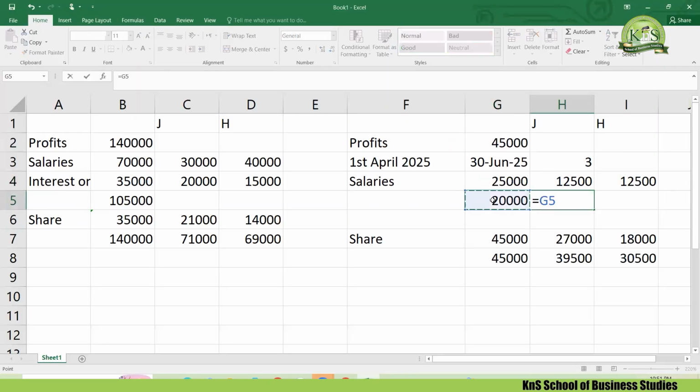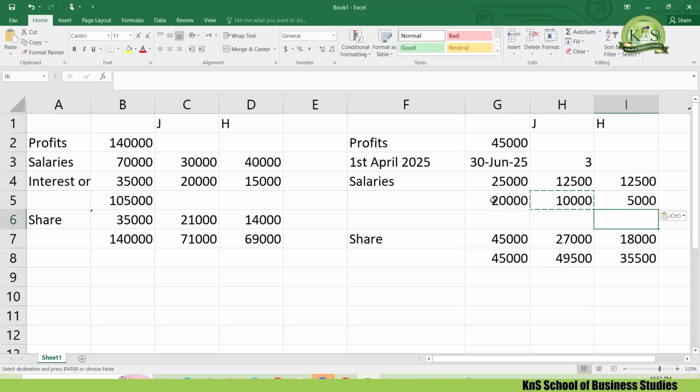So I'm just simply doing it like this, 0.5 and 0.5. 20,000 is 20. This is the partners' income for 3 months. Is this clear?